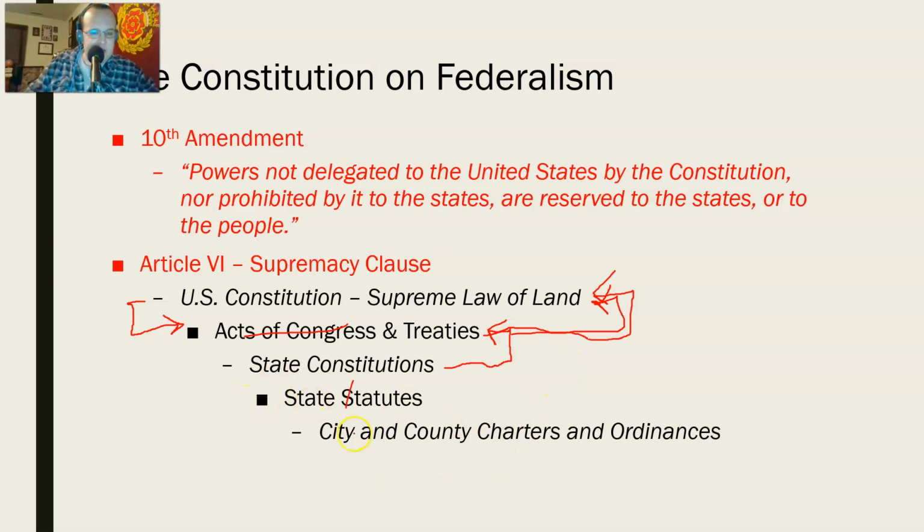Same with state statutes, so laws that the state legislatures pass, and then county and city, and it goes down further. So this is the hierarchy here of laws. It's just what I call it. I don't know that this has an official name.